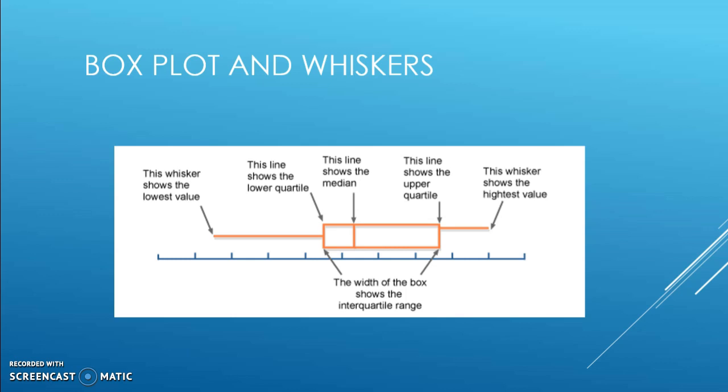Box plots may also have lines extending from them vertically, which are known as the whiskers, indicating the variability outside the upper and lower quartiles.